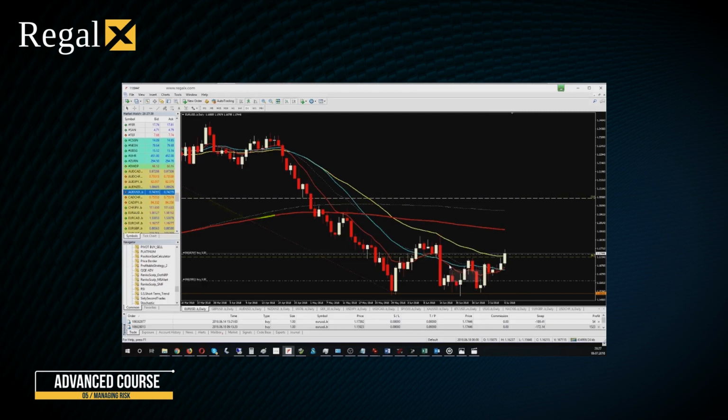Because you will put a number on it. I'm risking 2%, I'm risking 3%, I'm risking 1%, I'm risking 50 pips. So this is how you identify your risk.